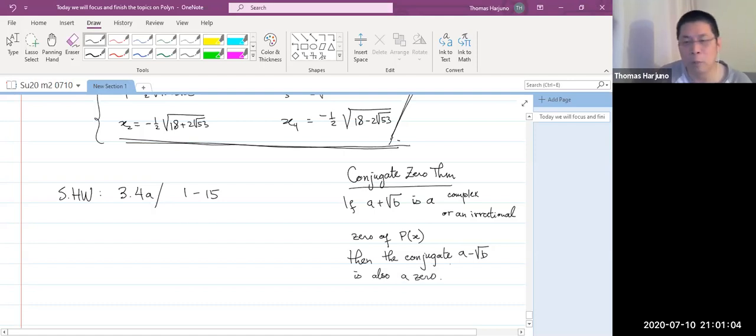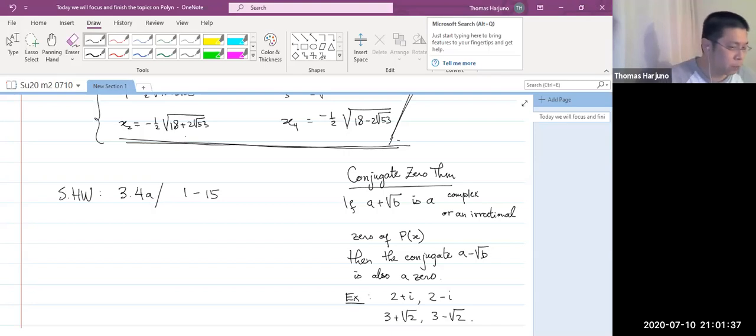Now this applies to complex numbers, the conjugate for complex numbers, and the conjugate for irrational numbers. So suppose, for example, if you see 2 plus i is a zero, then 2 minus i is also a zero. 3 plus square root of 2 is a zero implies 3 minus square root of 2 is also a zero. If one has multiplicity of 2, then the other one also has multiplicity of 2. That's what the conjugate zero theorem says.